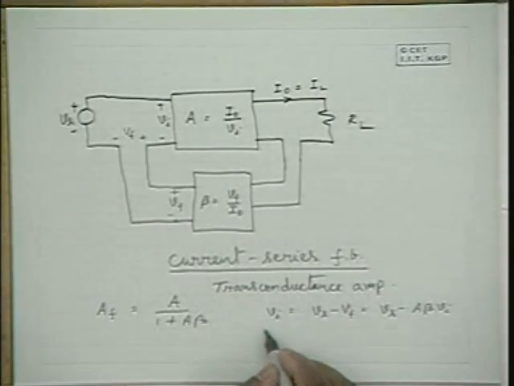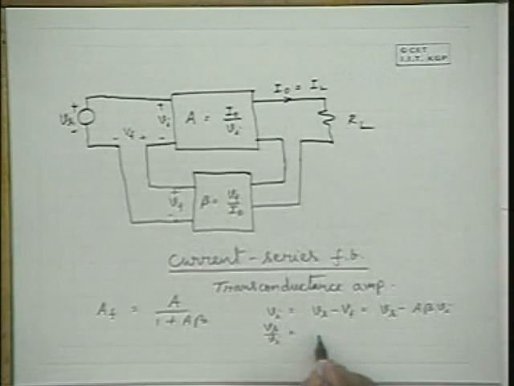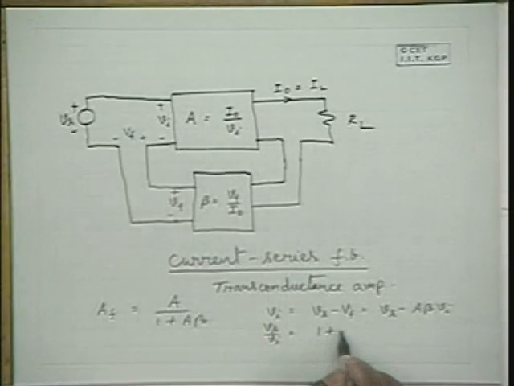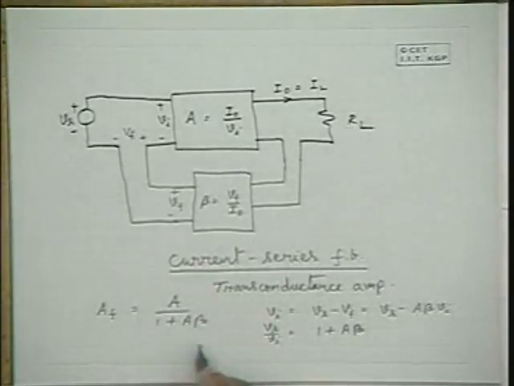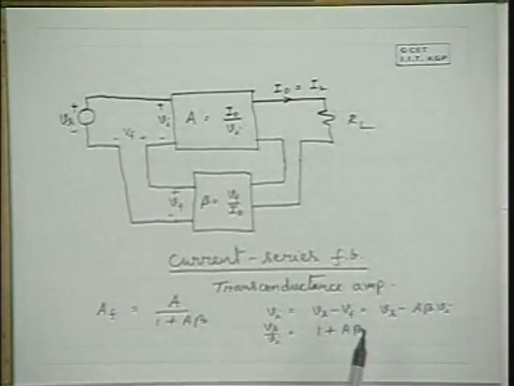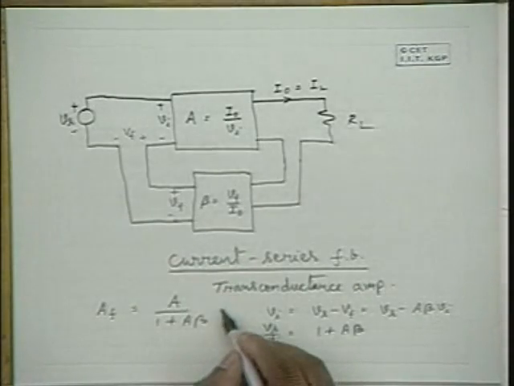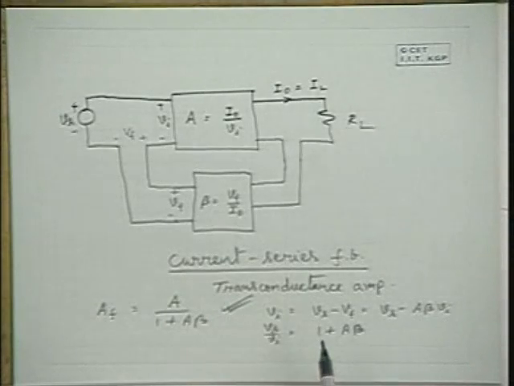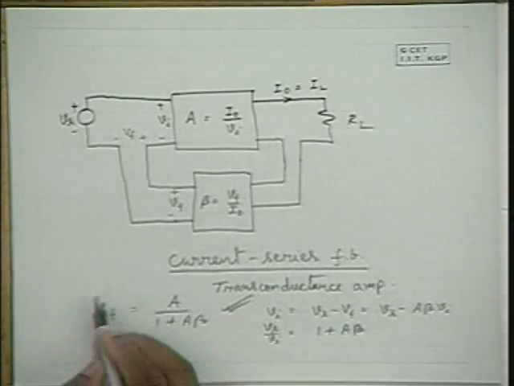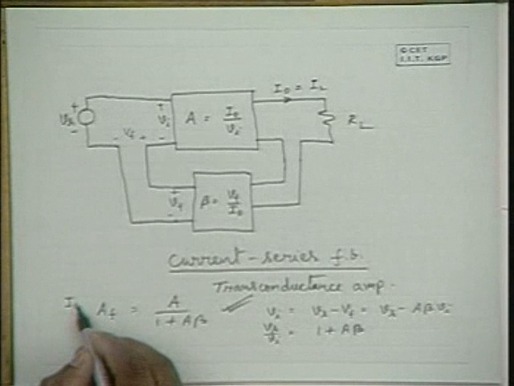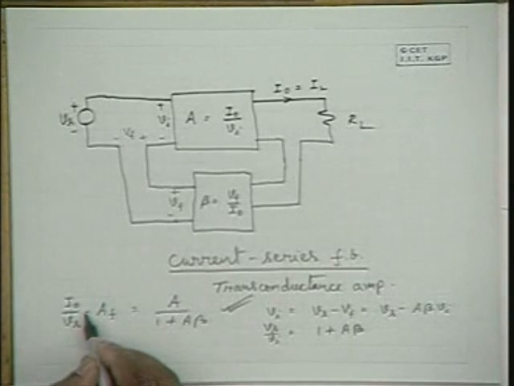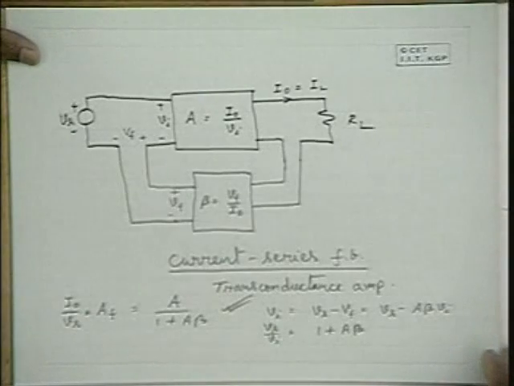Therefore, the ratio between Vs and Vi, Vs by Vi, is equal to 1 plus A beta. And I naught to Vi ratio is A. Therefore, AF is equal to A by 1 plus A beta, where AF is the ratio between I naught and Vs, which has units of conductance.